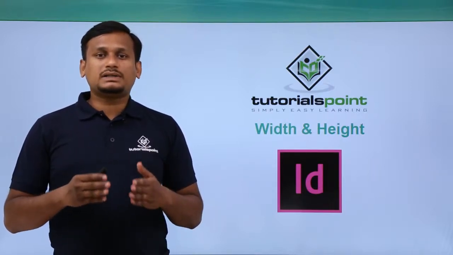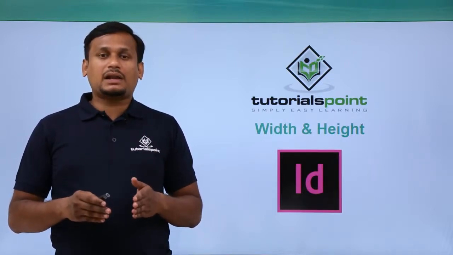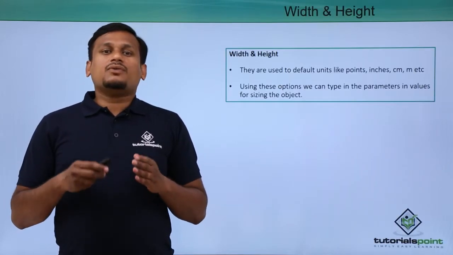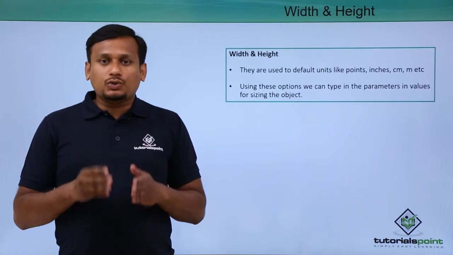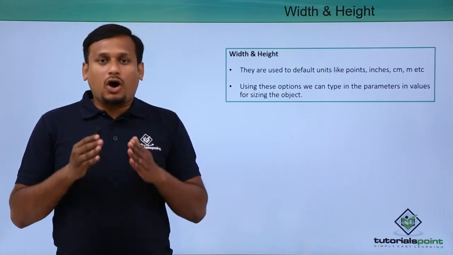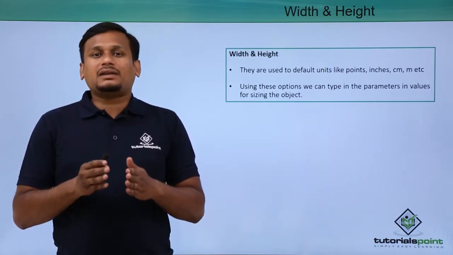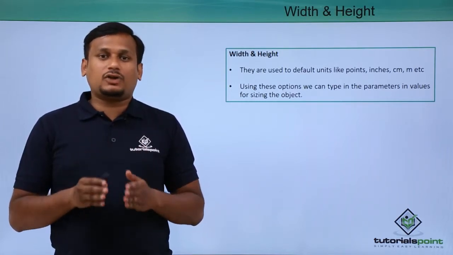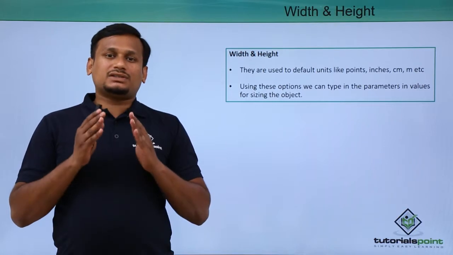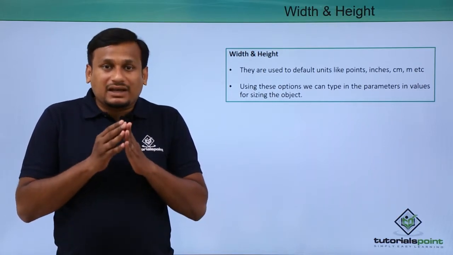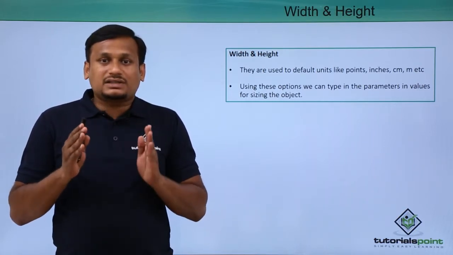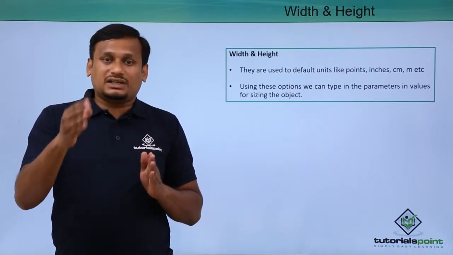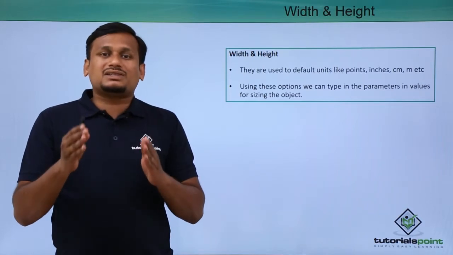In this video, let's learn about the next topic in option bar, which is called width and height options. Basically, width and height options are used to type in the parameters of an object, where you can increase the size of an object or decrease the size of an object. Also, using these options, you can increase or decrease the size of the object by typing in values such as meters or centimeters or any other units like inches.